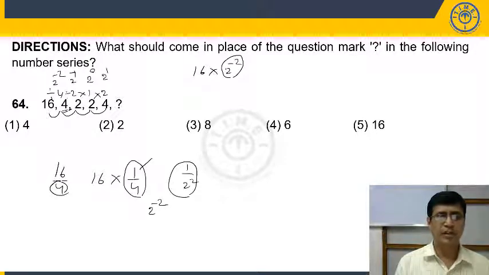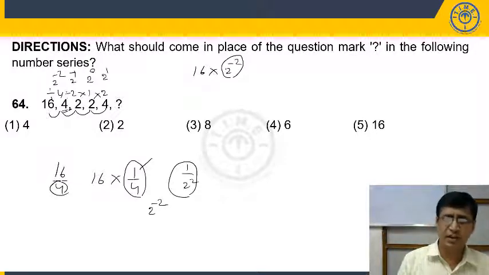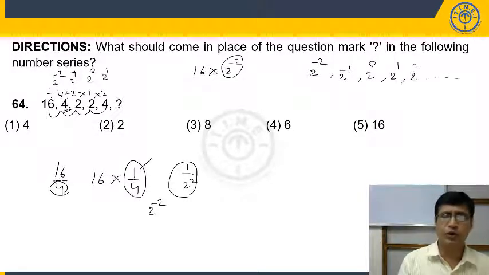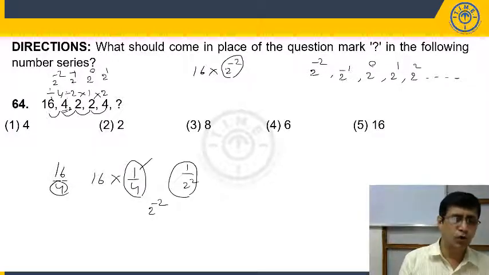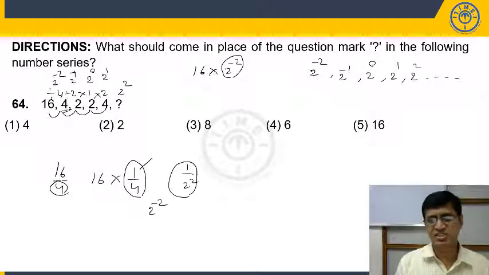And 4 divided by. So what is the series following here? 2 power minus 2, 2 power minus 1, 2 power 0, 2 power 1, 2 power 2 and so on. So what is the next value? Next value is 2 power 2. Am I right? How much is the value? It is 4. 4 into 4, it is 16. So the right choice is option number 5.